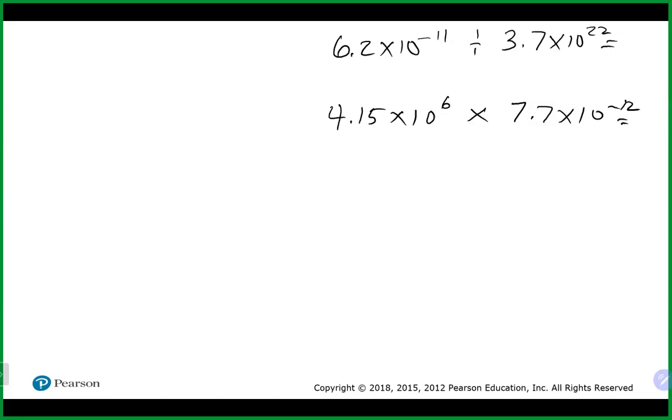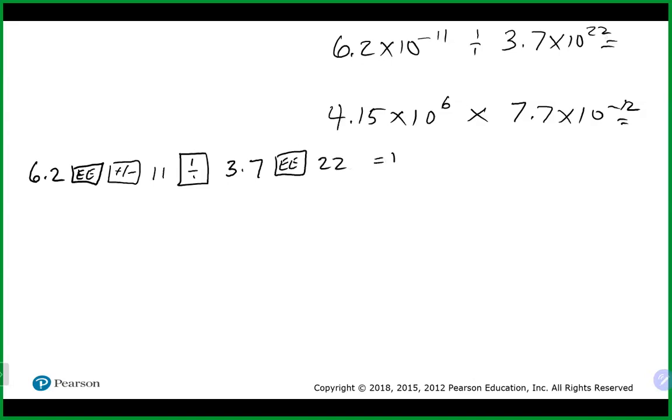Okay, let's take a look and see. On the first one here, if I was going to punch it in, I would go 6.2. I would hit my exponent button. I would hit my negative button, whichever one you may have, and I would hit 11. I then would hit my division button. Then I would type the next one in scientific notation, 3.7, hit my exponent button. That is a positive exponent of 22, so I hit 22. And then hit equals there. Let's see what we get.